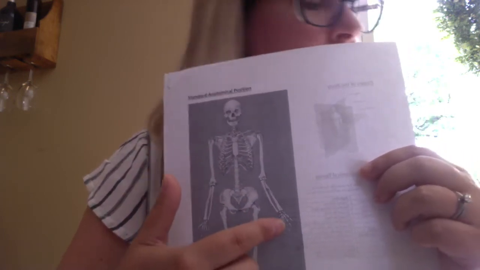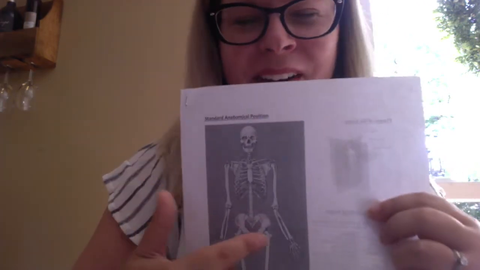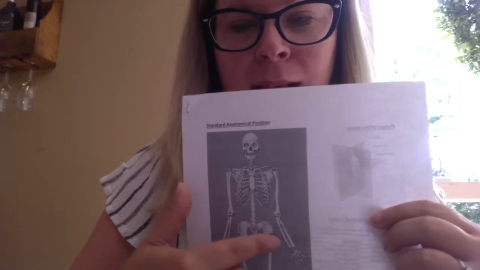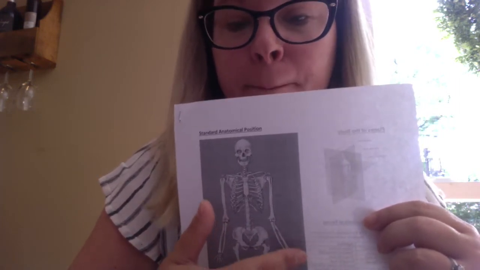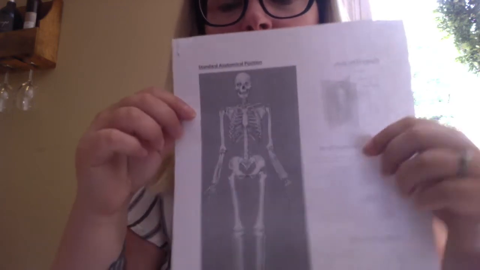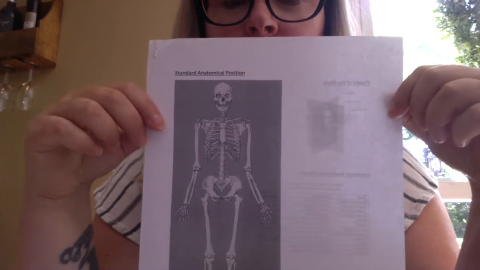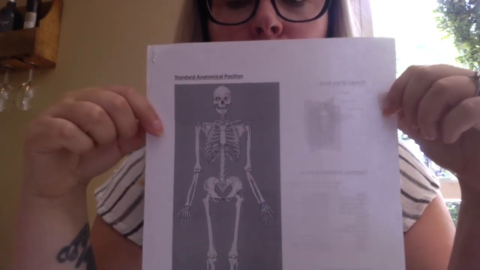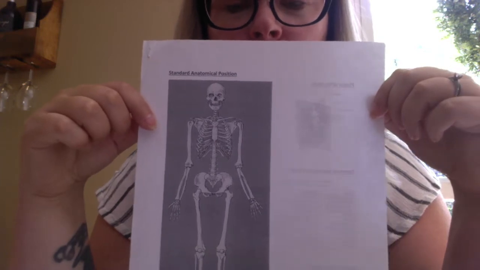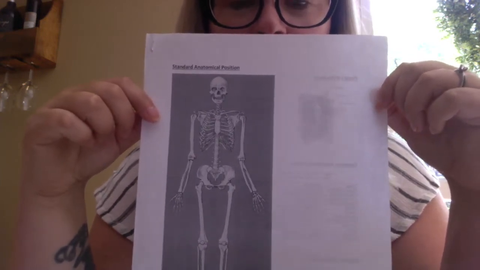Medial. Whereas, what's our next term? Lateral, sorry. Medial is closer to the midline. Lateral is further from the midline. So our thumb would be lateral. If we were to draw a line right down his center, anything closer to the midline or the center would be medial. Anything further away would be lateral.